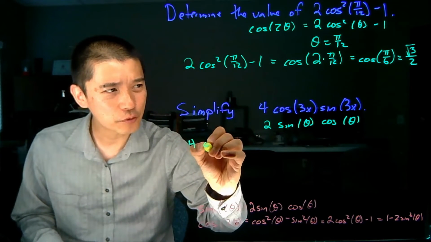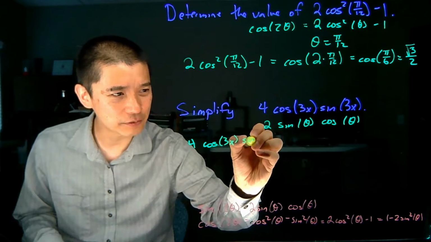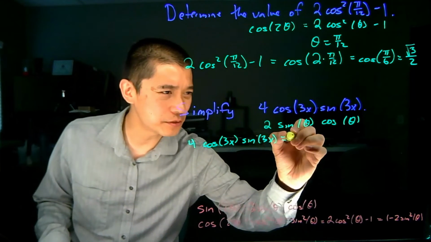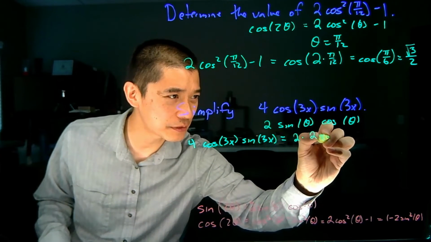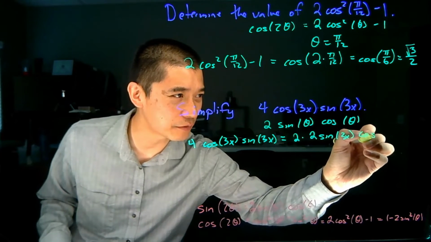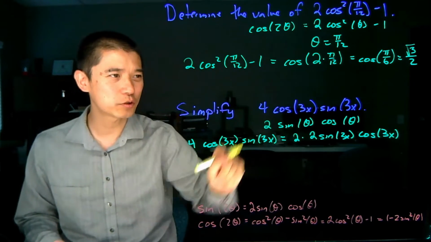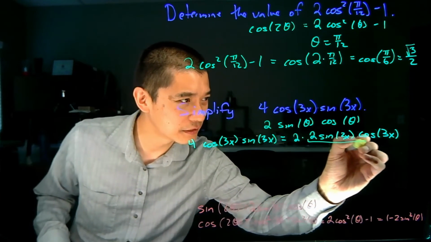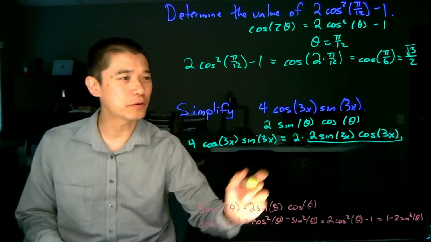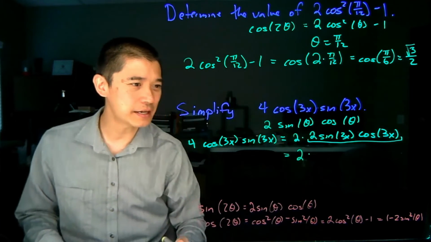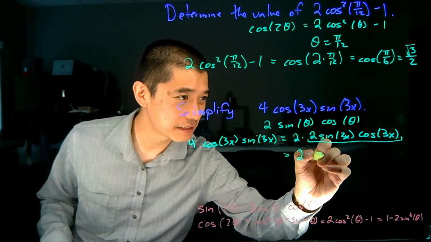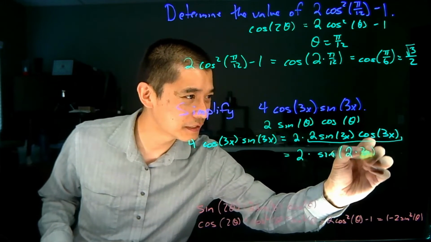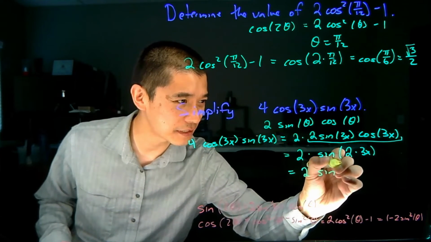When we think about 4 cosine 3x times sine 3x, you might recognize that 4 is just 2 times 2. So I can write this as 2 times 2 sine 3x cosine 3x. And here I've also swapped the order to make it match more closely with our formula. Now you can see that this part right here is the exact thing that we're looking for. So this is 2 times sine of 2 theta, sine of 2 times the theta value, and the theta value is 3x. And so this is equal to 2 times sine of 6x.